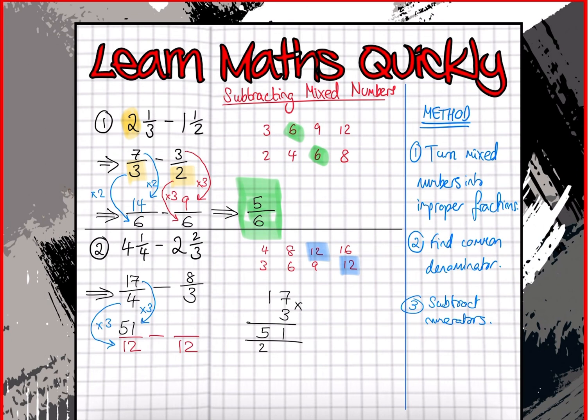Then we look at our 8 over 3 and we think, what do we do to 3 to get it into 12? Well, we multiply it by 4. So we must do the same to our numerator. So it's 8 multiplied by 4 as well. And this one you should really know because it's just your times table. So 8 times by 4 is 32.